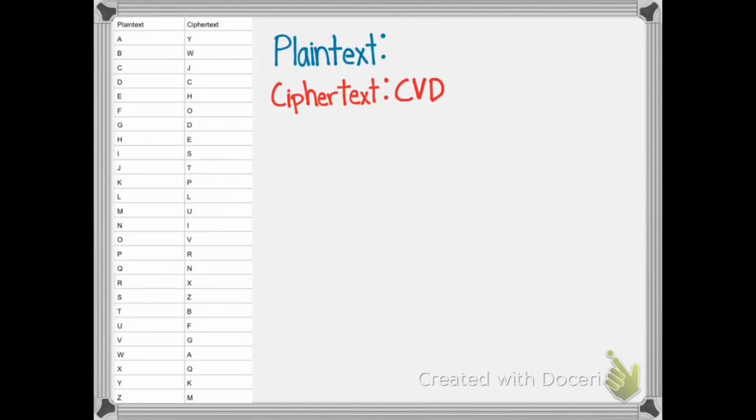Now let's do another problem together. The first letter in our encoded message is C. To decode C, we go to our key and we find C in the ciphertext. C actually stands for a D, so the first letter in our decoded message is D.